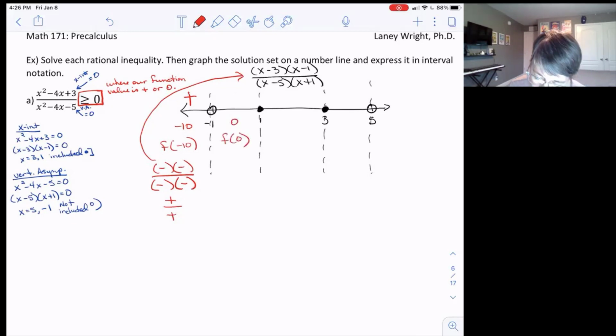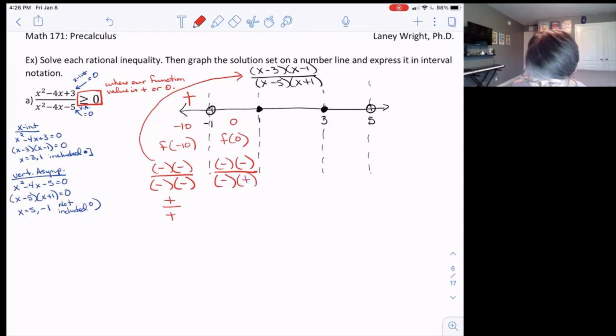So if we plug in f of 0, the top left, 0 minus 3 is a -3, so we have a negative. 0 minus 1 is a negative. Bottom left, 0 minus 5 is negative. But then 0 plus 1 is a positive. So on top, negative times a negative is a positive, but the bottom is a negative. Positive divided by a negative is a negative.